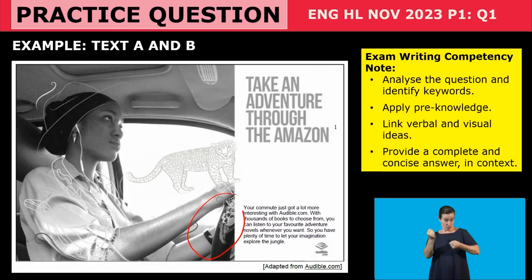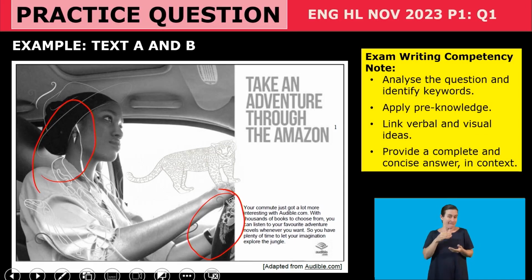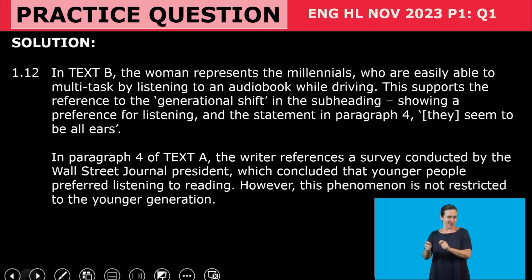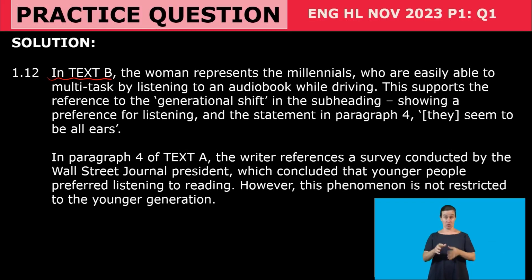She's driving clearly, and she is listening. So that links to the idea of multitasking. Her age can also be an indication of the generational shift. Now let's look at the answer. Again, please make sure that you touch on every point. Start your answer with text B.